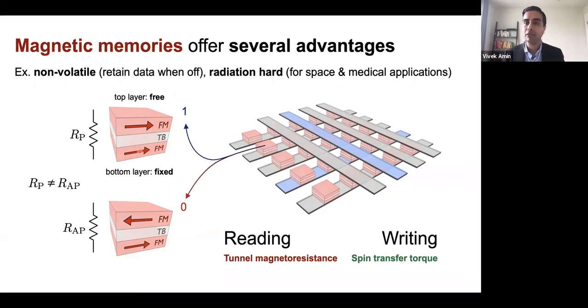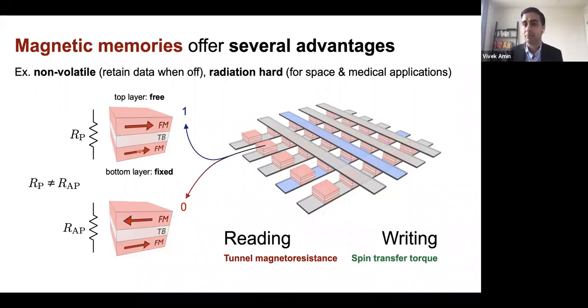If you want to store information in this way, there are two things that you need to be able to do. You need to be able to read the information. You need to be able to write the information. Reading the information is fairly straightforward because of an effect called the tunneling magnetoresistance. We know that the electrical resistance of these two different magnetization configurations, so when the magnetizations are parallel or anti-parallel, is different.